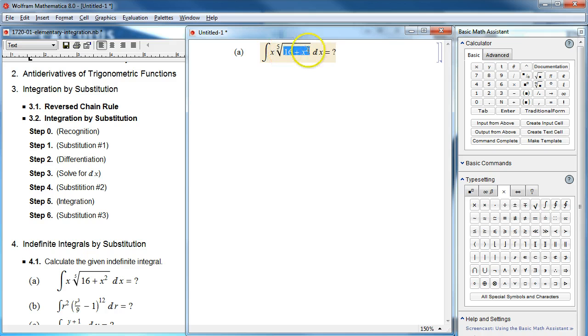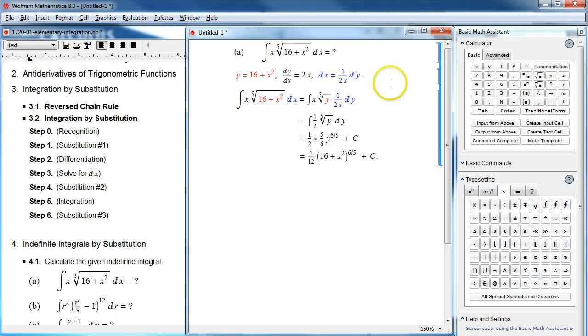And then what do we do? Step 1 is substitution. We take y as the inside, kind of like this. Y as inside, 16 plus x squared, like that. And then step 2, take the derivative. dy dx, right hand side is 2x. Step 3, solve for dx. dx equals 1/2x times dy, kind of like that.